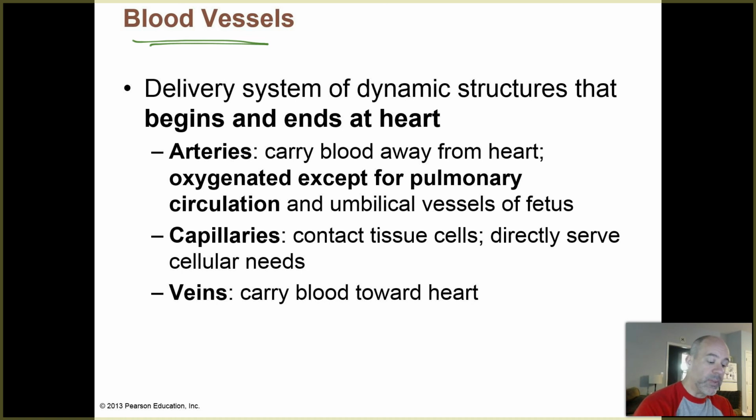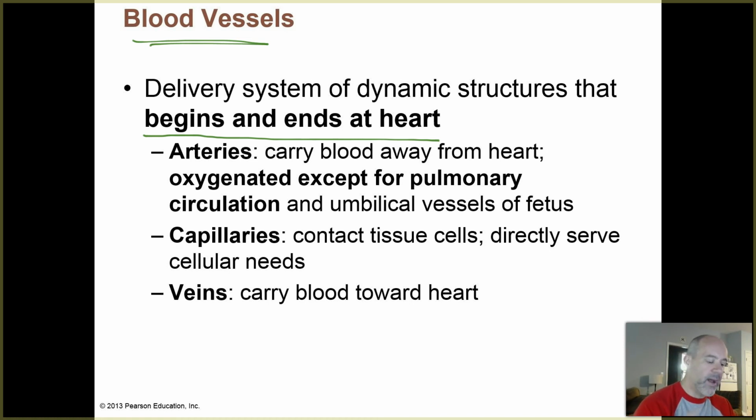And it's considered to begin and end at the heart. So go back and review, if you need to, the pulmonary circulation versus the systemic circulation. I'm not going to go back in and rehash that since we've already covered that back in Biology 202, in Unit 2.